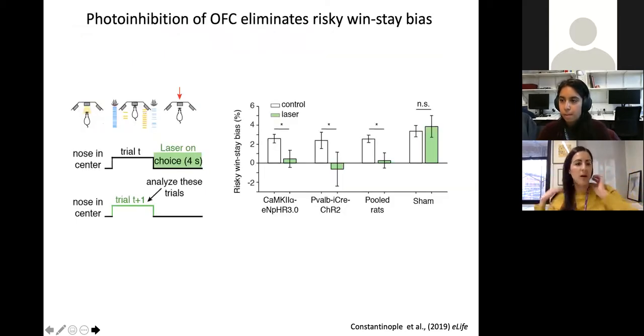Okay. So when we did this, we saw that photoinhibition of OFC eliminated the risky win-stay bias across all groups. So this is the halo excitatory cells, and we see a reduction. We see a reduction in the PV-Cre excitatory cells, and no effect in the sham animals. I do want to point out that this is a small effect size, right? But the magnitude is limited by the magnitude of the risky win-stay bias to begin with, which is small. And it's also a robust effect that we saw across 13 rats and 2 manipulations. So even though it's a small effect, we feel pretty confident about it. So anyway, we eliminate the risky win-stay bias on the next trial.